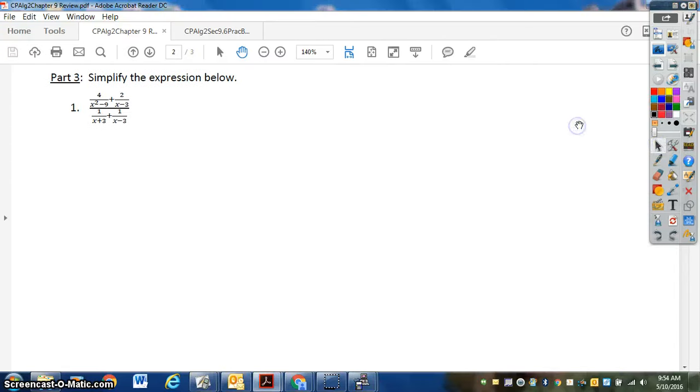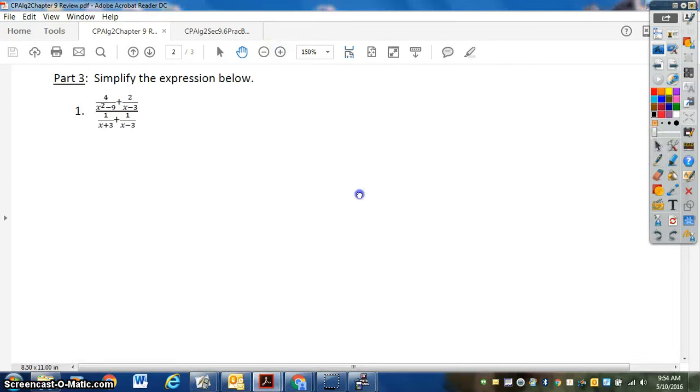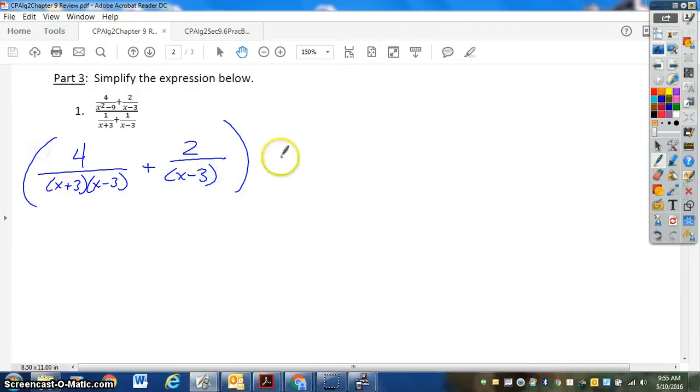All right. Part 3. Quite intense. First, the numerator. This is x plus 3, x minus 3, plus 2 over x minus 3. This is all divided by 1 over x plus 3. At least we don't have to factor the second one. There's enough going on in itself. So let's start with the numerator.